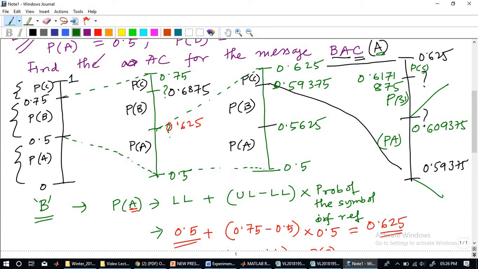So naturally your code word will now lie between 0.609375 and the lower limit, 0.59375. Take an average of it, and whatever value you get will be your code word for the given sequence, BSCA. Clear? That is the basic objective behind this process. Now if you convert that to binary, you get the binary digits, and that is the second half of the process.